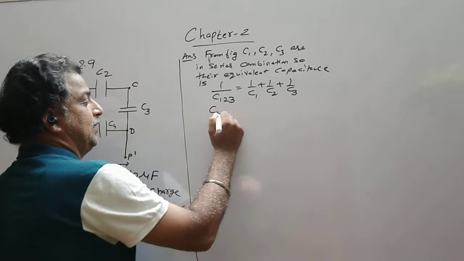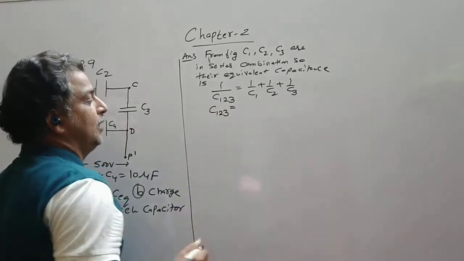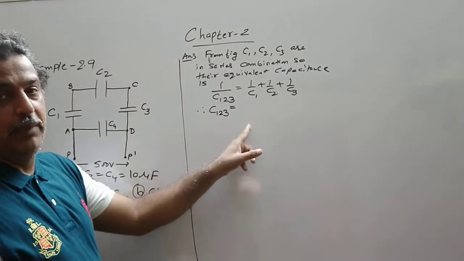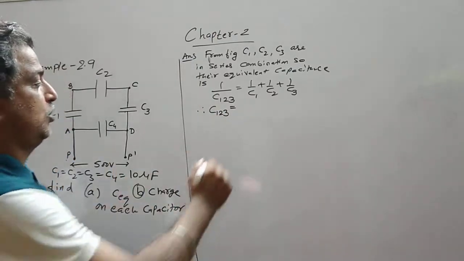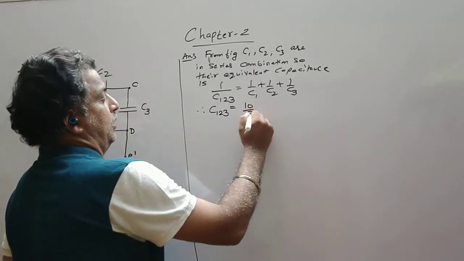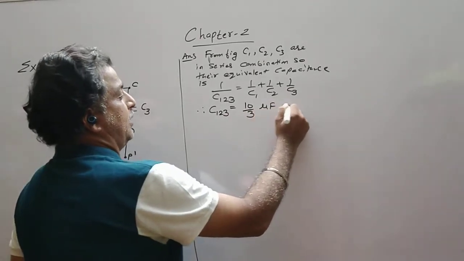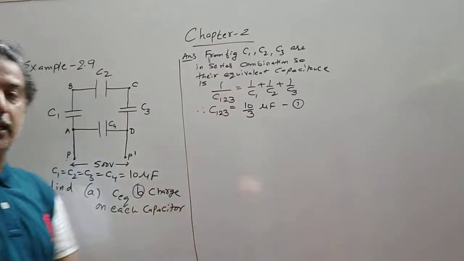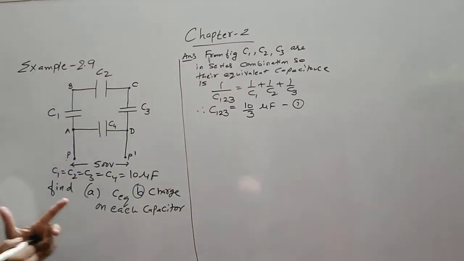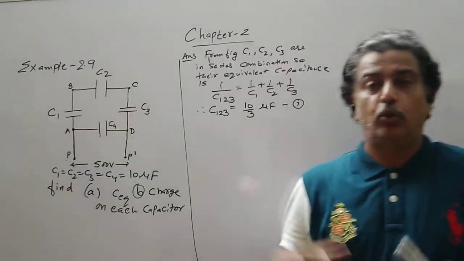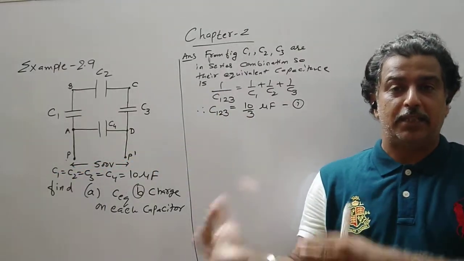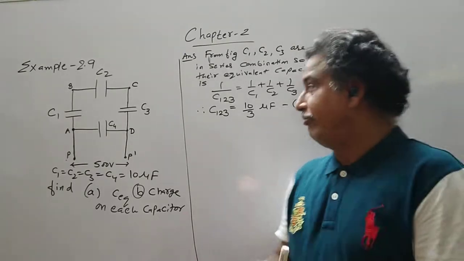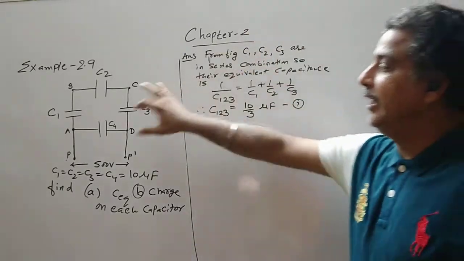Or we know that for C123, if they are identical, then the resultant is C by N, that is the capacitance of each capacitor divided by the number of capacitors. So this is equation 1. You can show the calculation; I have written it directly. Now it is always advisable to draw the equivalent diagram step by step so that the numericals become easy. So after completing this step, I draw the equivalent diagram.